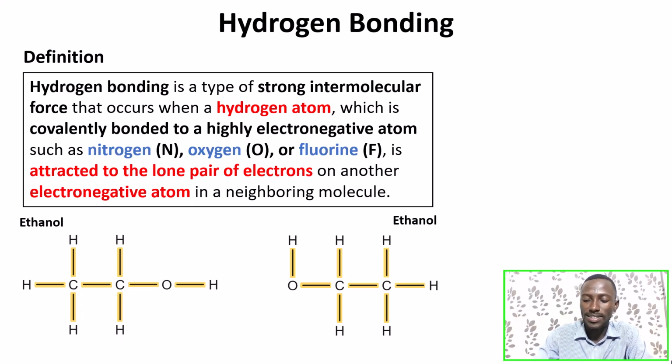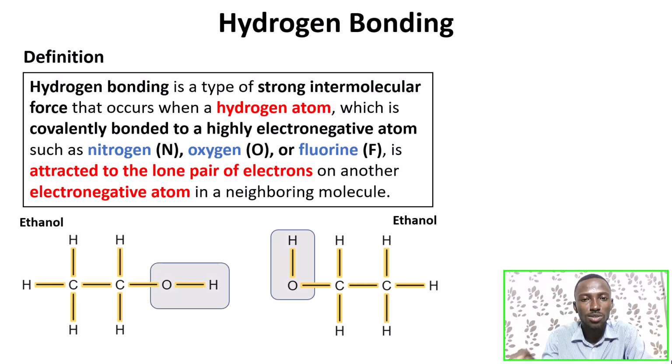Now look at the tail end of the ethanol molecule. We have the OH bond, that is the hydroxyl group. So OH, you see oxygen and hydrogen bond. Hydrogen is bonded to oxygen.